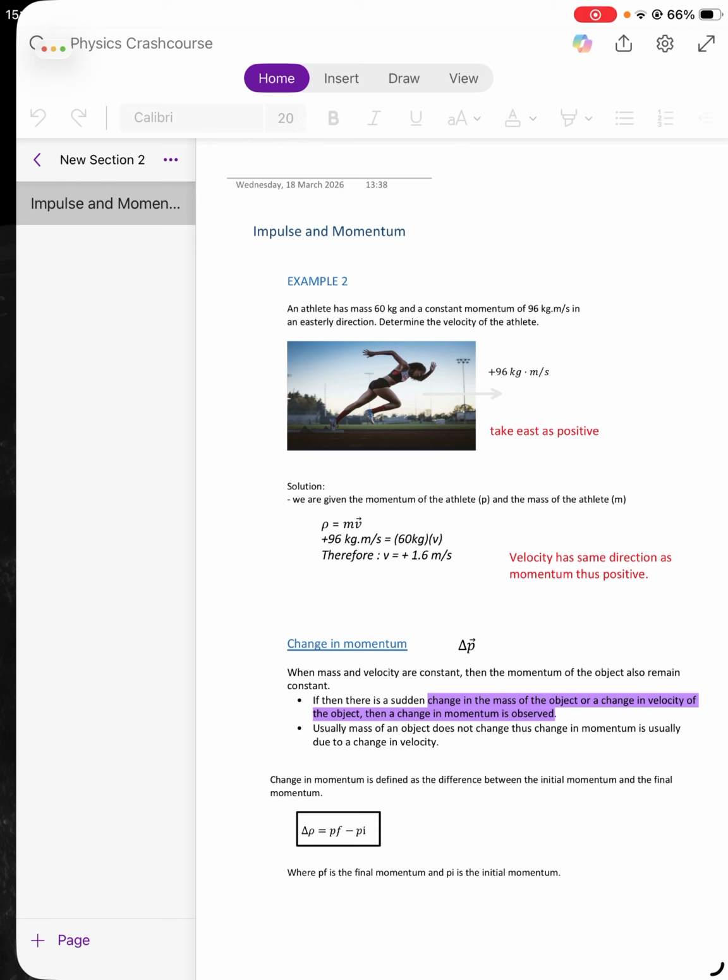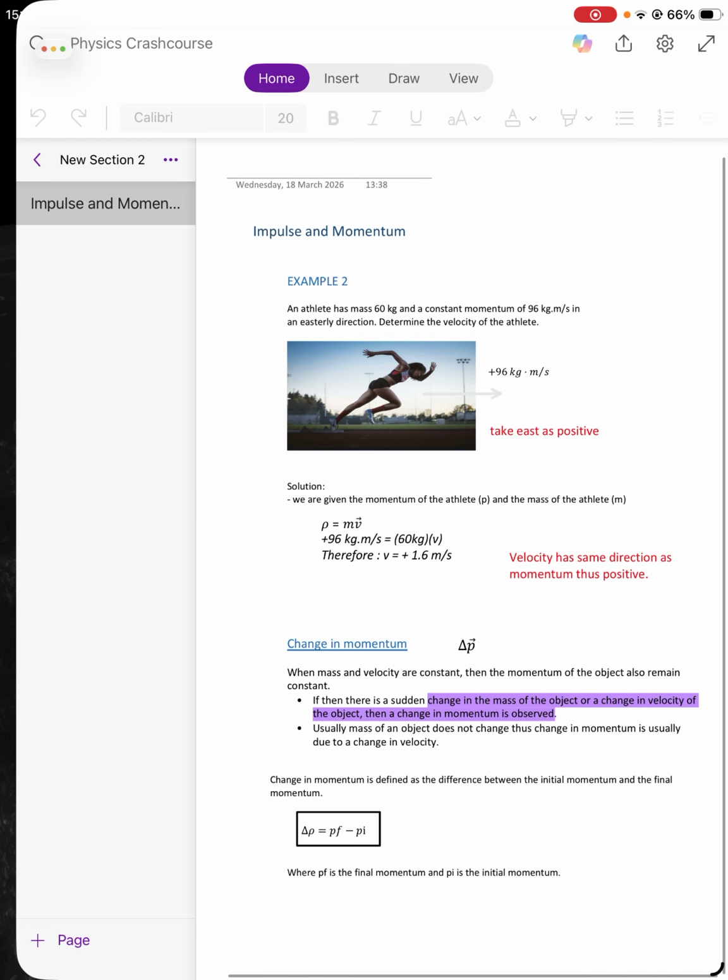we know that 96 kilograms meters per second divided by 60 kilograms will give us a positive 1.6 meters per second. Positive telling us that the positive direction of east is the same direction of the velocity. Thus, velocity has the same direction as momentum, as we have discussed before.